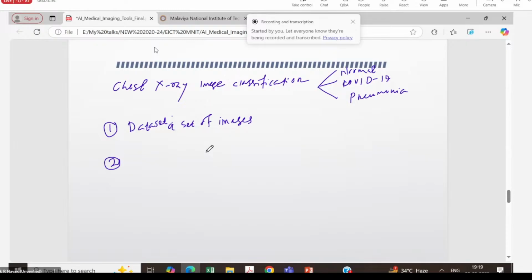So what will be given to us? That is, of course, a set of images. And what is our goal? To design a model based on these images so that in future, I will pass an unseen or unknown image to the model, and the model will predict whether it belongs to normal, COVID-19, or pneumonia. That is our goal here. It is a classification task, right? Very simple problem.